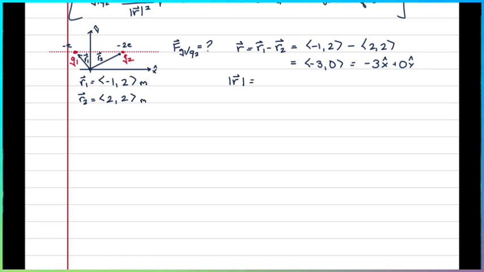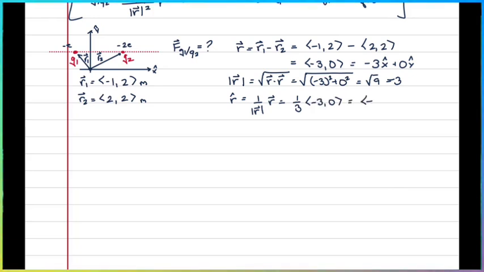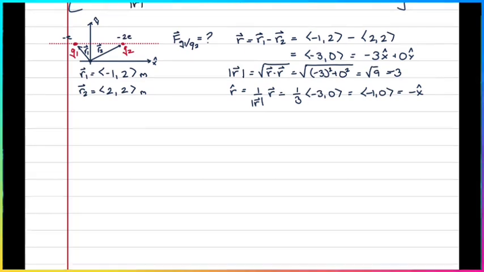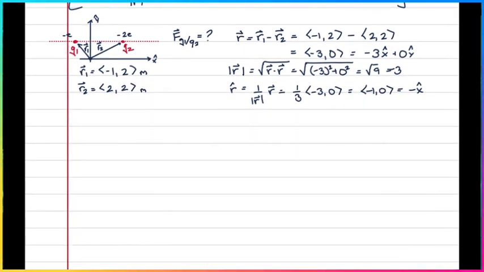The magnitude of this vector is the square root of the dot product, so it's the square root of negative 3 squared plus 0 squared, which is square root of 9, which is 3. Not too surprising. And then the unit vector is 1 over the magnitude times the original vector. So it's 1 over 3, and the original vector was negative 3, 0. This just becomes negative 1, 0, or, again, negative x hat. Which makes sense. We know that it should point either to the left or to the right, and this position vector is entirely horizontal, pointing to the left from Q2 to Q1.